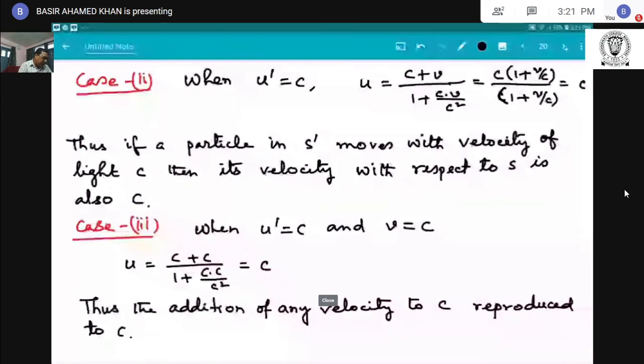With these two relations we conclude that the addition of any velocity to c is reproduced to c. Hence we conclude that the velocity of light is the highest velocity, or upper limit, attainable in nature.